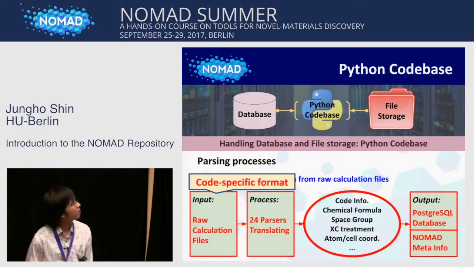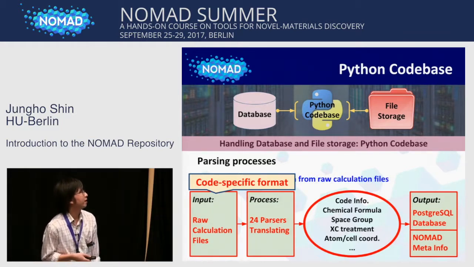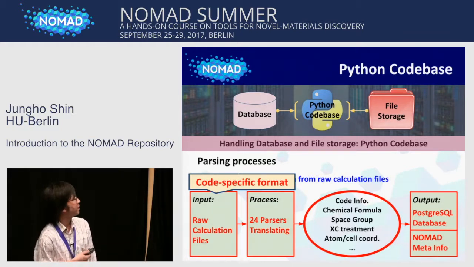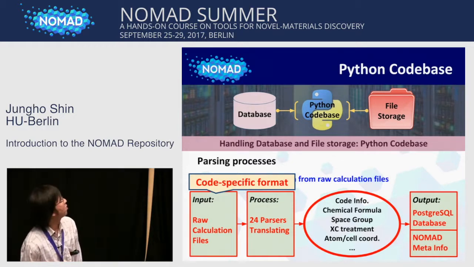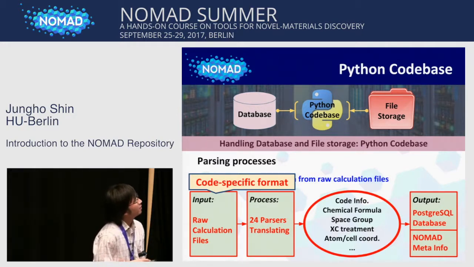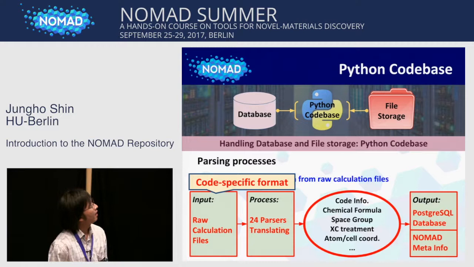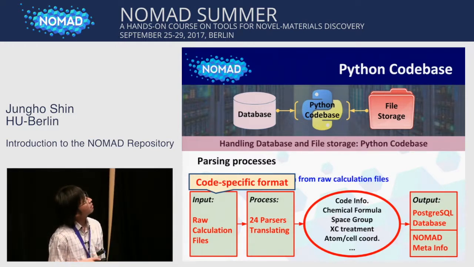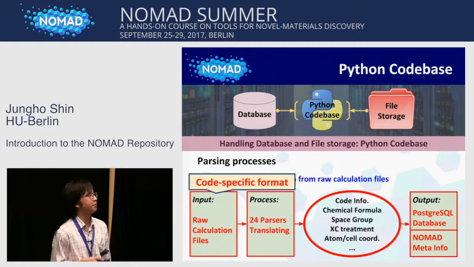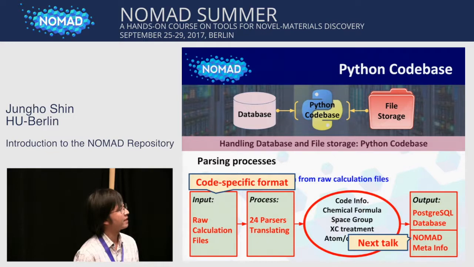Here is a simple scheme of the parsing process. It starts with the input, which is just the raw calculation file. It's in a code-specific format, and these raw calculation files are translated by parsers, and then we can extract the information we want. This information is stored in our database and is visible on the web. And it also goes to the NOMAD meta info.